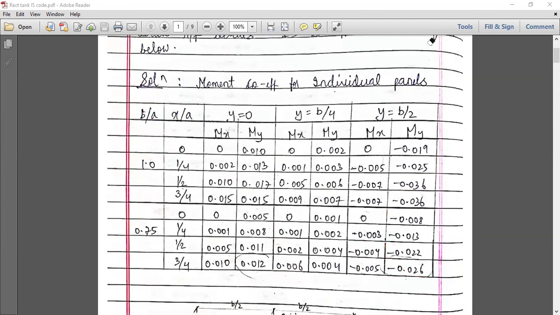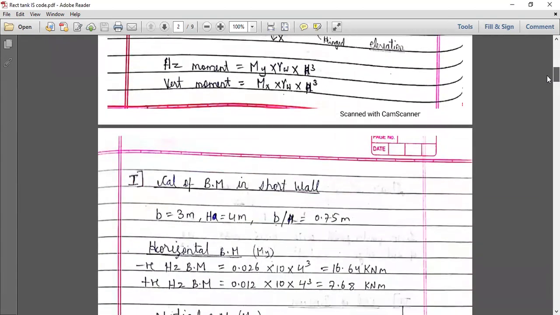So here you can see 0.026 into gamma w, I have taken 10. If you want you can take 9.81 also, and h is the height, 4 cube. So this is the negative bending moment.